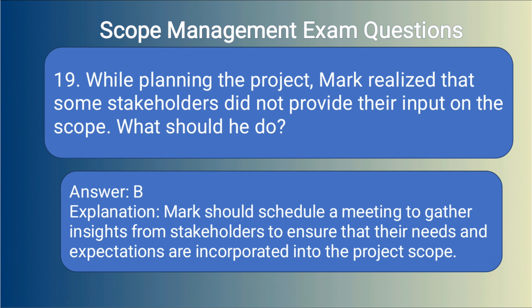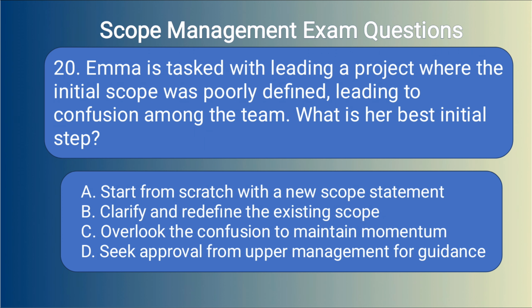Answer B. Explanation. Mark should schedule a meeting to gather insights from stakeholders to ensure that their needs and expectations are incorporated into the project scope. 20. Emma is tasked with leading a project where the initial scope was poorly defined, leading to confusion among the team. What is her best initial step? A. Start from scratch with a new scope statement. B. Clarify and redefine the existing scope. C. Overlook the confusion to maintain momentum. D. Seek approval from upper management for guidance.